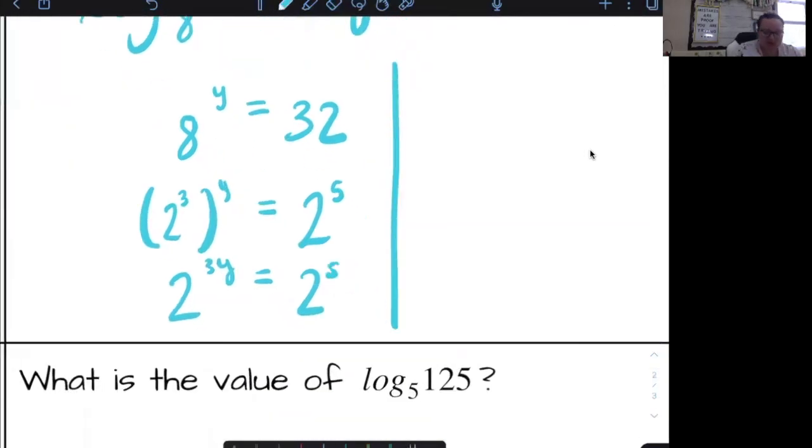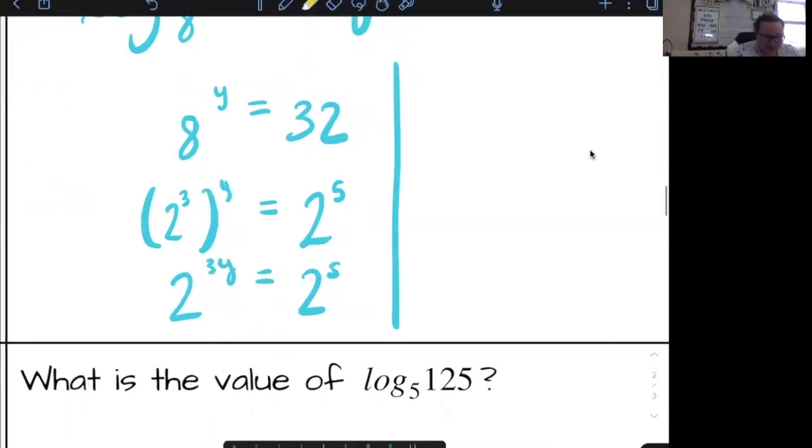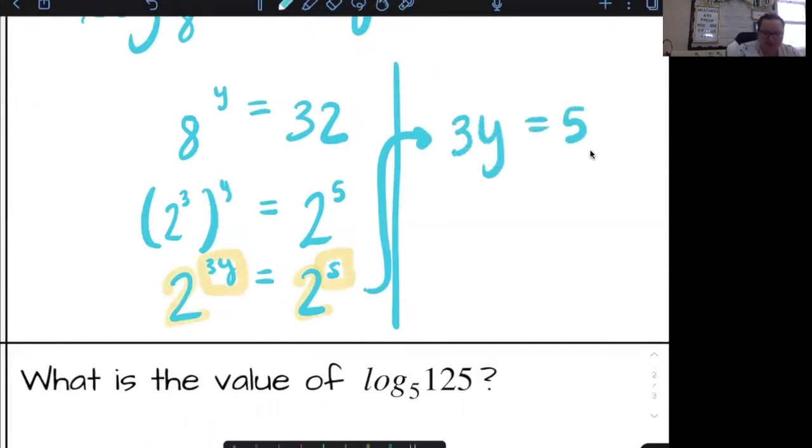So check this out. If our bases are the same, then that means that the exponents have to be the same too. And by the same, I mean equal. So these bases are equal. That means the exponents are also equal. So I'm going to rewrite this as 3y is equal to 5. So if 2 to this power has to be equal to 2 to this power, then that stands to reason that these two things would also be equal.